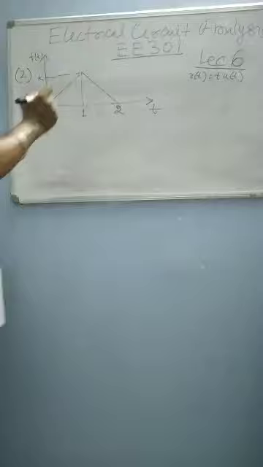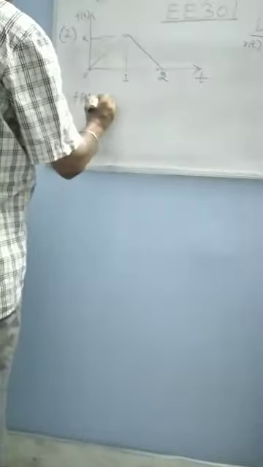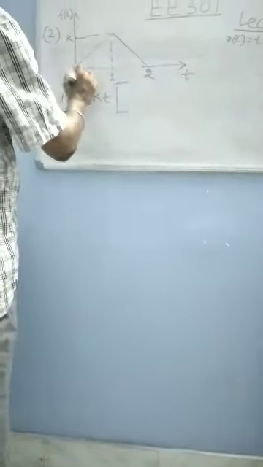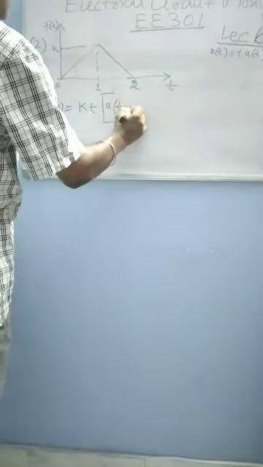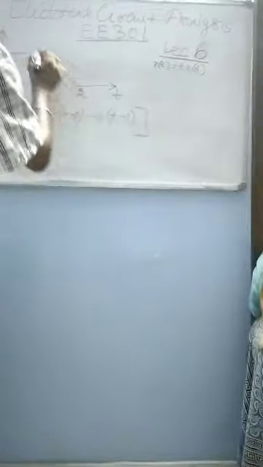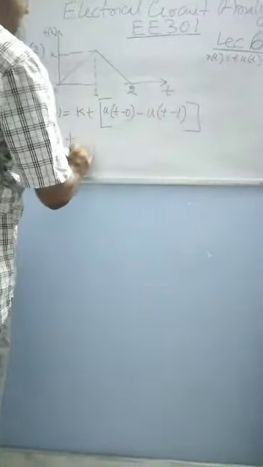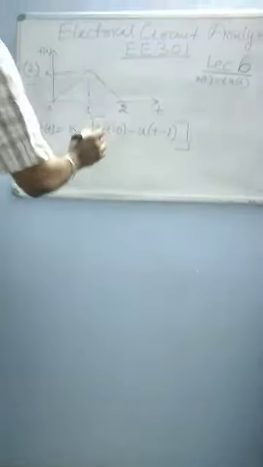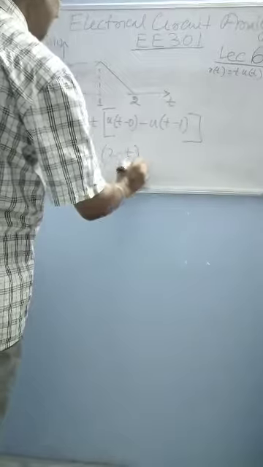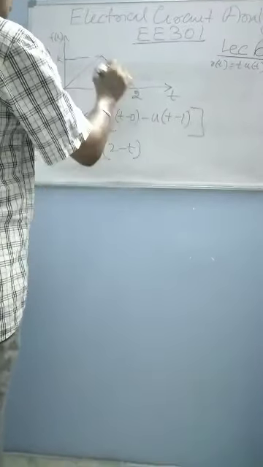So what is the equation of this line? k t, this is the equation. So this function f of t can be written as k t, and it starts from u t minus 0 minus u t minus 1. Now what is the equation of this line? Plus, it is k into 2 minus t. k into 2 minus t is the equation of this line.